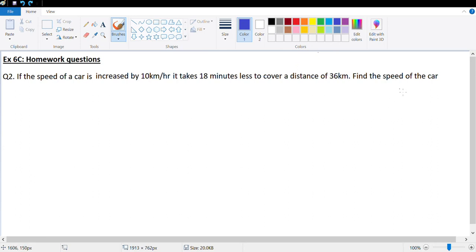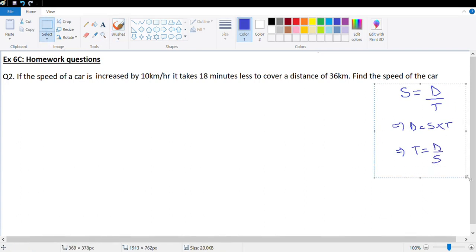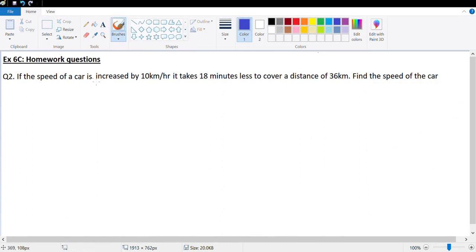And there's only one simple formula which we know, which is speed is equal to distance upon time, or distance is equal to speed into time, or time is equal to distance upon speed. So basically any of these formulae, and then we will solve these questions. So let's look at the question. This is question number 2.